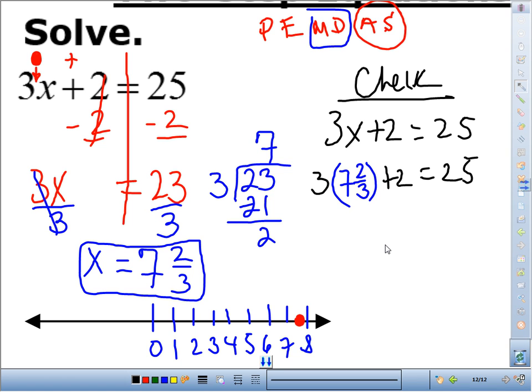All right. So, can we multiply this mixed number with this whole number? No, we need to make this first into a fraction. How can we make this into a fraction, everyone? Multiply 7 times 3 and add the 2. So what is 3 times 7? 21 plus 2? 23 over 3 times 3 plus 2 equals 25.